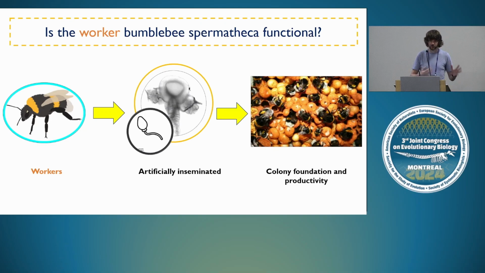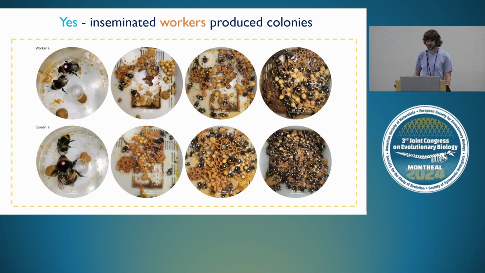And here within this experiment, we took some workers, we artificially inseminated them with sperm from unrelated males, and then we tracked colony production and our colony foundation and productivity. Take-home message is yes. So in terms of workers, once inseminated, they can produce colonies.